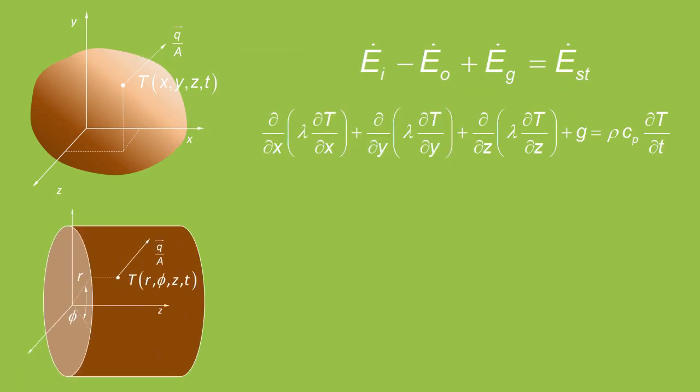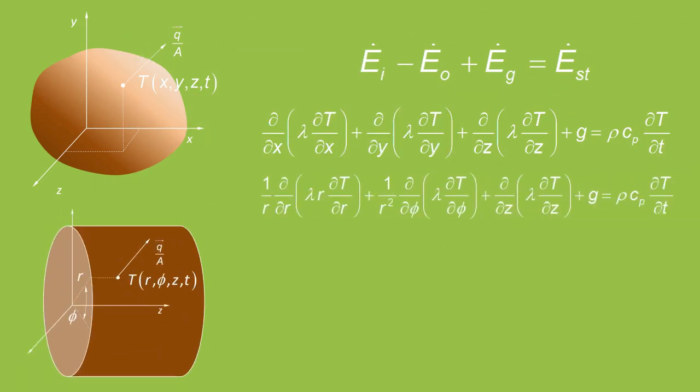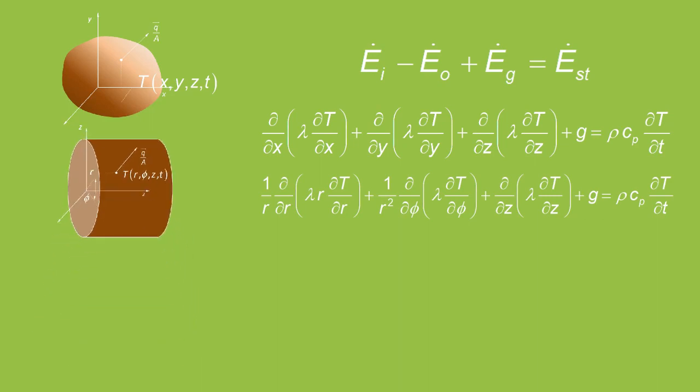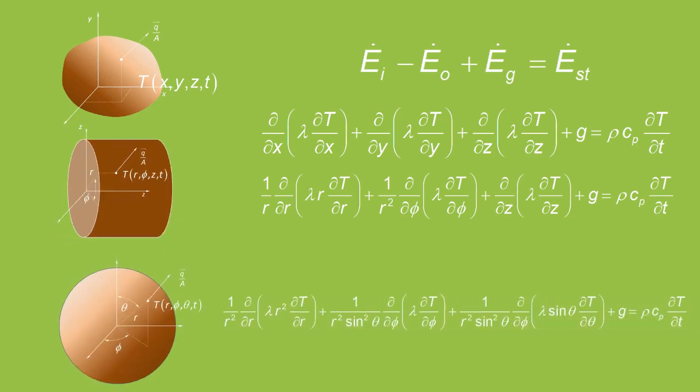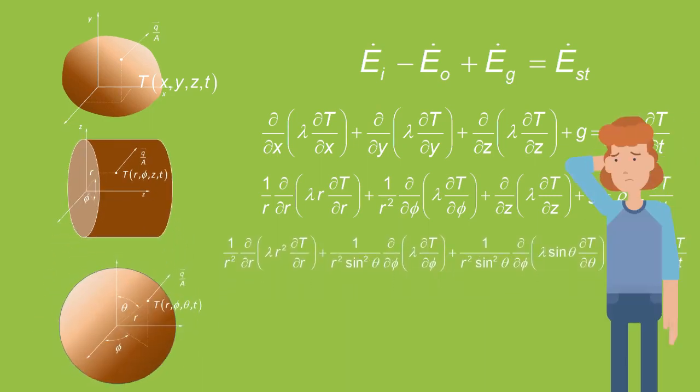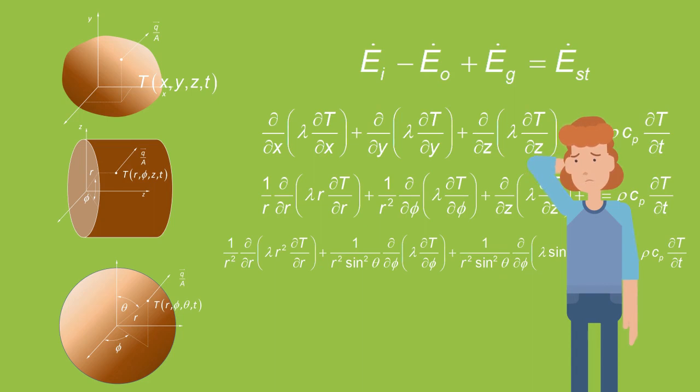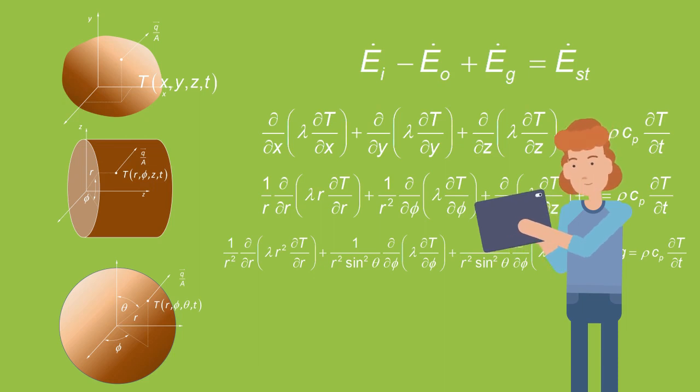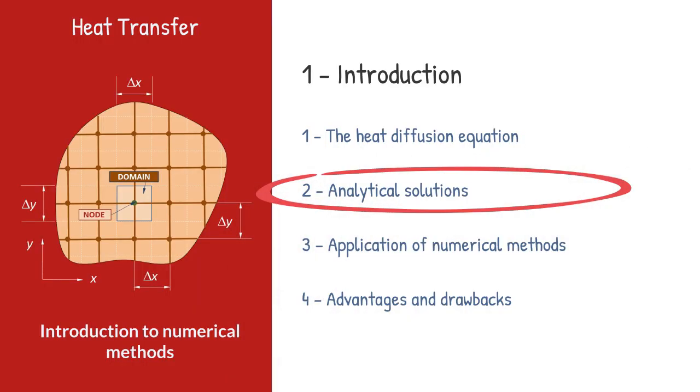The heat diffusion equation may also be expressed in cylindrical coordinates, and also in spherical coordinates. The problem with this equation is its complexity. There are different approaches to obtain the temperature field and, eventually, its evolution over time. Analytical solutions.